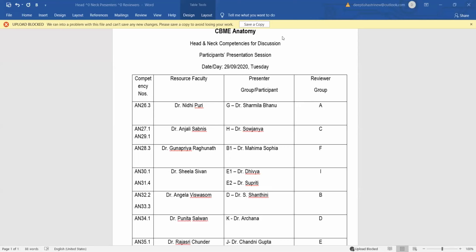Today, we'll be taking up competencies 26 to 35 in the head and neck region. And the presenters are Dr. Sharmila Banu from Group G, Dr. Saujanya from Group H, Dr. Mahima Sophia from Group B, Dr. Divya from Group E1, Dr. Supriti from Group E2, Dr. S. Shantini from Group D, Dr. Archana from Group K, and Dr. Chandini Gupta from Group J.